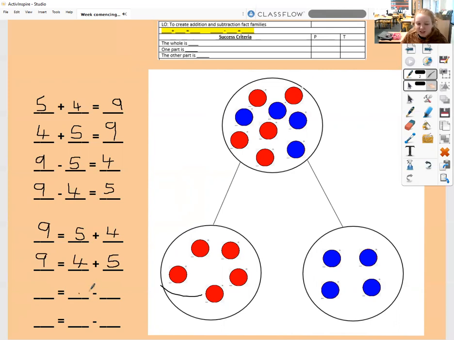And last two, these subtractions. In a subtraction, I know my whole goes before my subtraction symbol, so I'm going to put my whole in there. My whole subtract my first part, which is 5, equals my remaining part, which I know is 4. And again, put my whole in before my subtraction symbol. My whole subtract my first part. This time my first part is going to be 4, and my remaining part is going to be 5. So 9 subtract 4 equals 5.